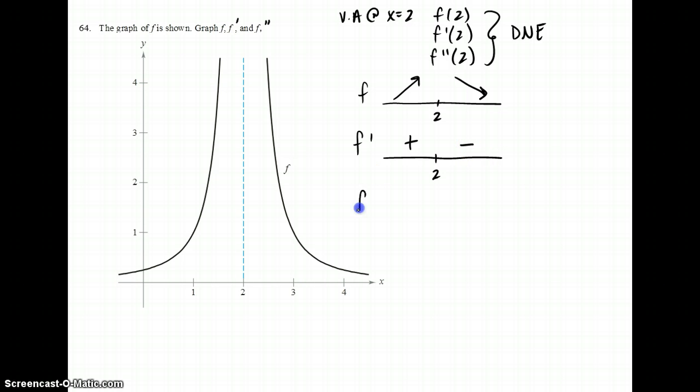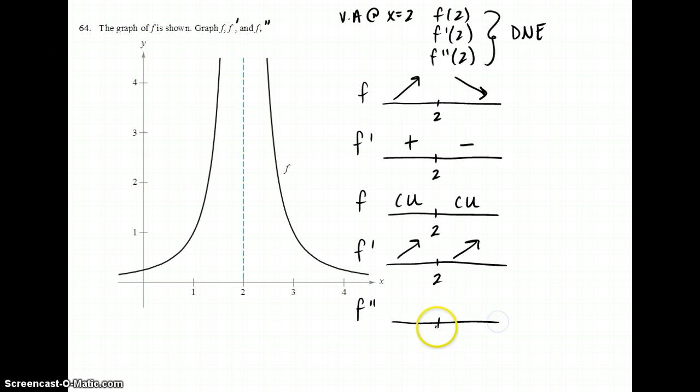Now when we look at concavity, I'm going to keep 2 on the number line because it's a discontinuity. To the left of 2, my function is concave up, and to the right of 2, my function is also concave up. And again, I'm keeping that discontinuity on the number line. So that tells us our derivative is strictly increasing, which tells us our second derivative will always be positive, will always be above the x-axis.